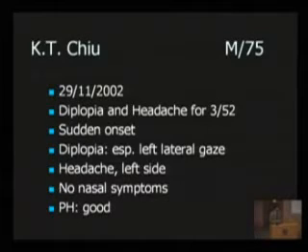He's a 75-year-old gentleman. General health is actually quite okay, not immunocompromised. He presented with diplopia and headache for 3 weeks. The headache has been there for 3 weeks, but the diplopia is sudden, so much that he needed to be taken to the A&E department and was admitted. Apart from that, he has no nasal symptoms and his past health is good.